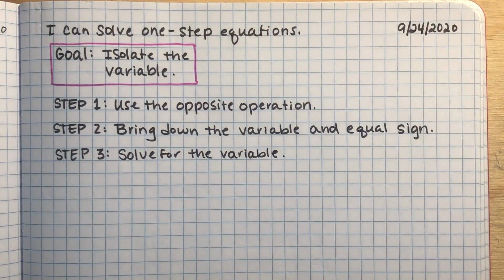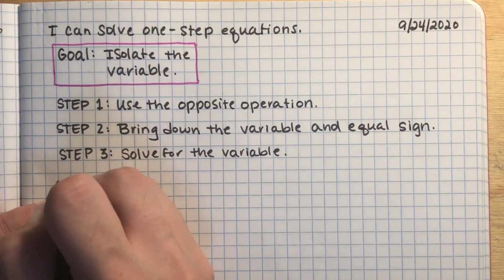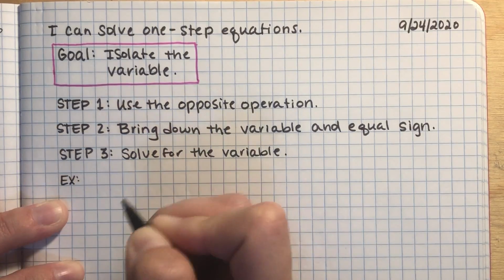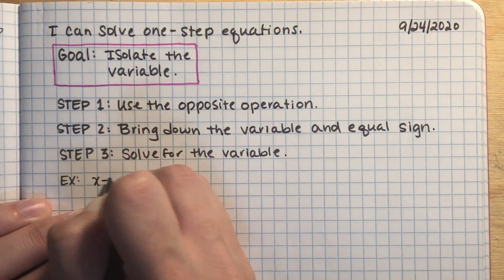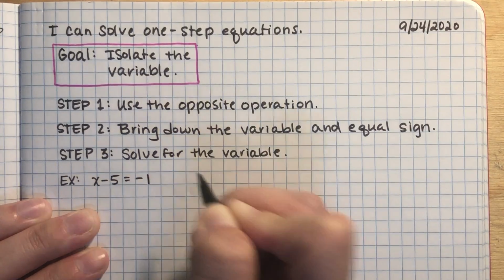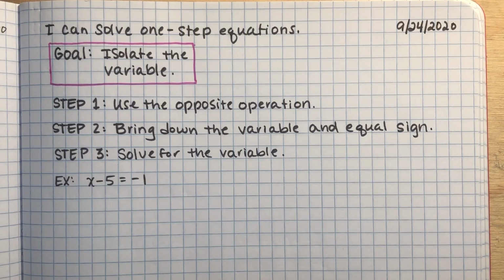Alright, so let's look at a few examples here. There's a couple of different example types that we're going to look at. For example 1, let's say we have x minus 5 equals negative 1. Okay, so our first step told us that we need to use the opposite operation.